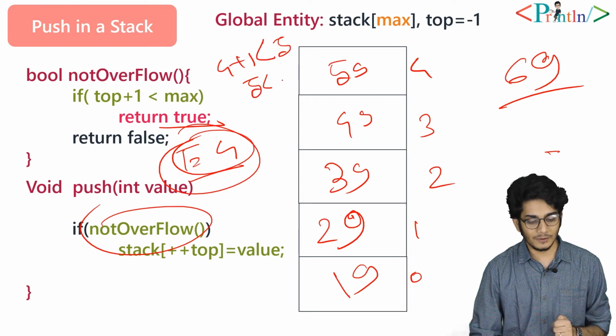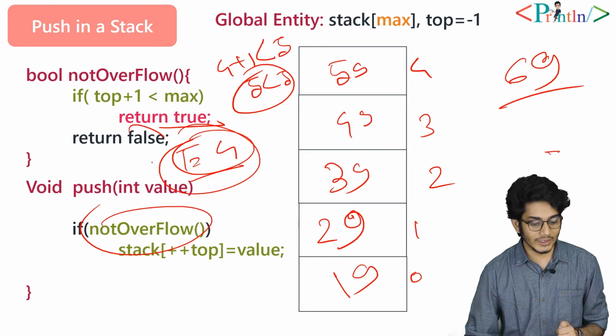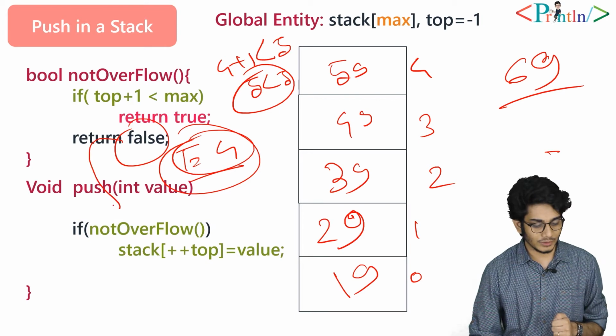What will be the value? It will be 5 less than 5. So 5 is less than 5, 5 is not less than 5. So we'll just return false here. So false will come here.